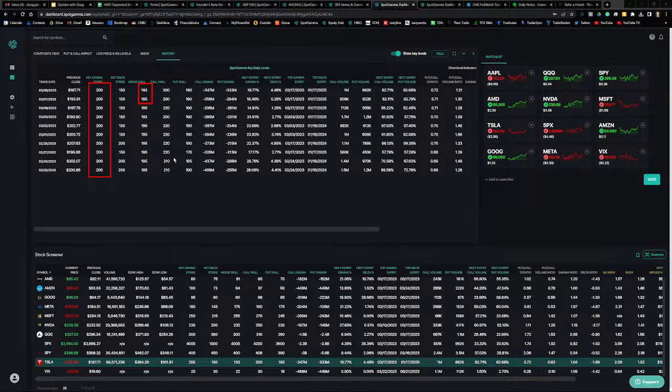And then for the last 6-7 days the call wall has dropped down. So it dropped a couple of days ago from 220 down to 200, and then today the put wall dropped from 190 to 180. So overall I take that as bearish for Tesla. So this is doing further investigation.